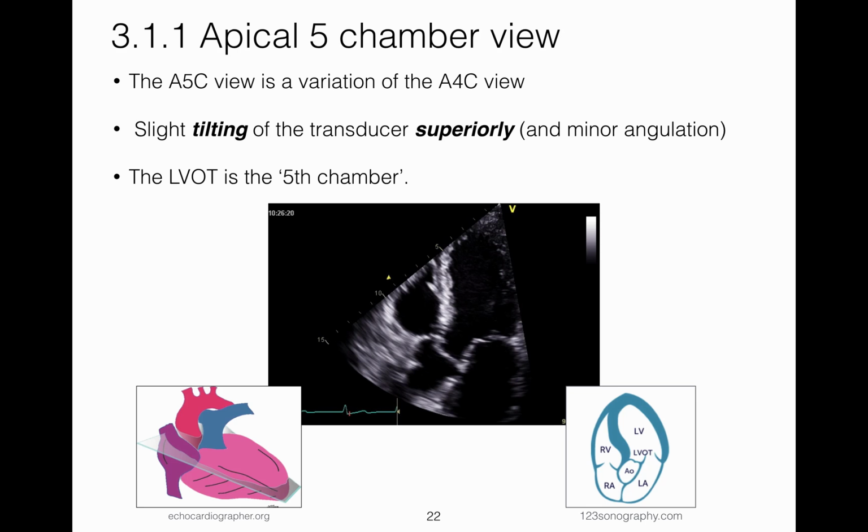The apical five-chamber view is a variation of the apical four-chamber view. By tilting the transducer superiorly slightly and with minor angulation towards the patient's left shoulder, the left ventricular outflow tract, aortic valve and aortic root come into view. The left ventricular outflow tract is considered to be the fifth chamber.